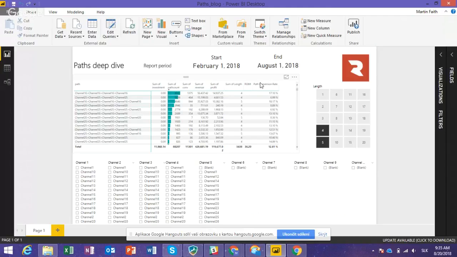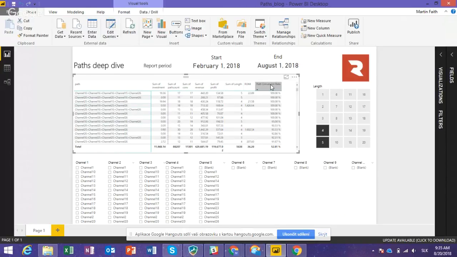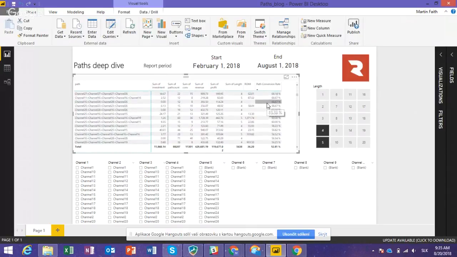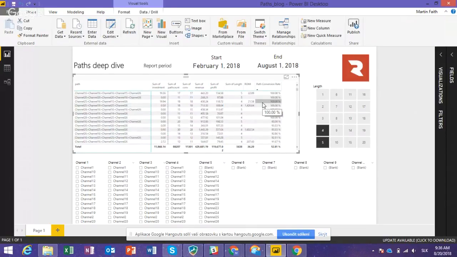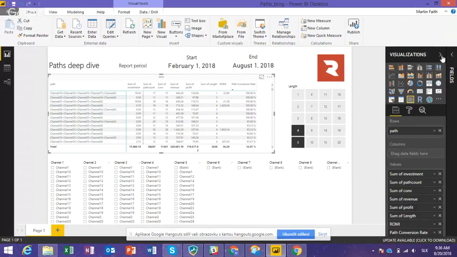We could, for example, look at conversion rate. So let's look at paths of 4 and 5 touch points which have the highest conversion rate. Here we see some paths which are very, very convertible. I can see a few of them right here even have a 100% conversion rate, which is quite interesting. But again, we want to look at the paths which have higher path counts. We can change that in the section of filters.